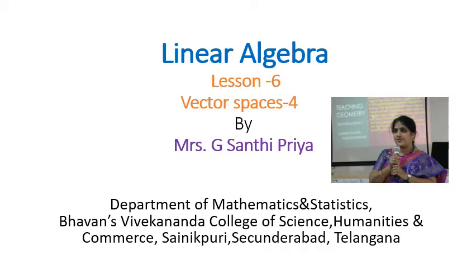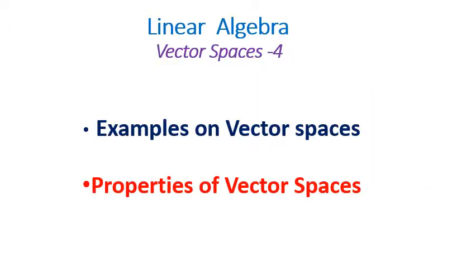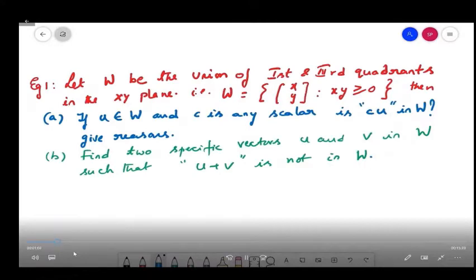So I am here with my lesson 6 from Linear Algebra on vector spaces. In this lesson, I am going to explain a few more examples on vector spaces and properties of vector spaces. Let us see the first example.